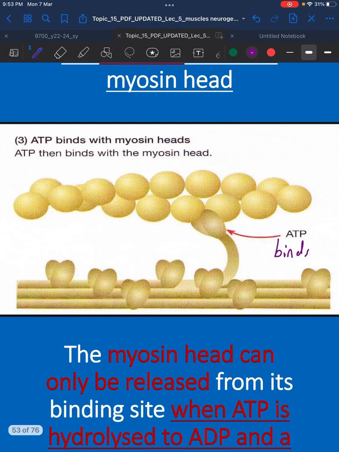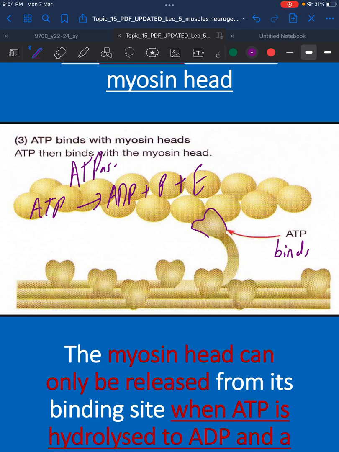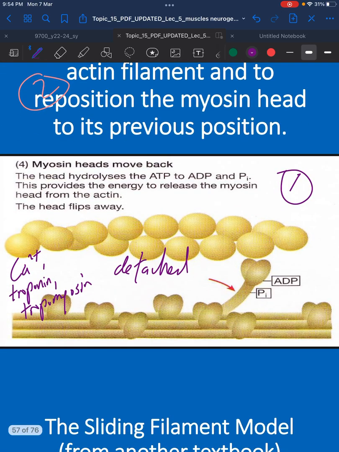So once the pulling process, the tilting process, is done, now this must detach. In order to detach this and to return back to its original position, this ATP must be hydrolyzed to ADP and a phosphate group, and the enzyme is ATPase. The head itself here, according to the textbook, is ATPase itself. The myosin head is actually the enzyme ATPase. So the energy from the hydrolysis of the ATP is used to detach this myosin head and return it back to its original position. And then the cycle will continue.